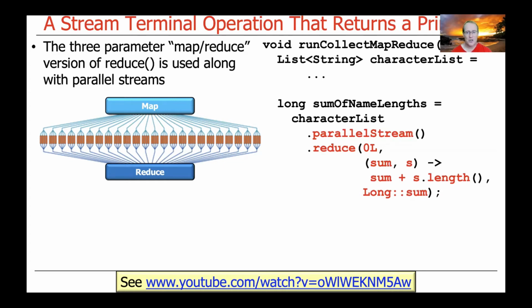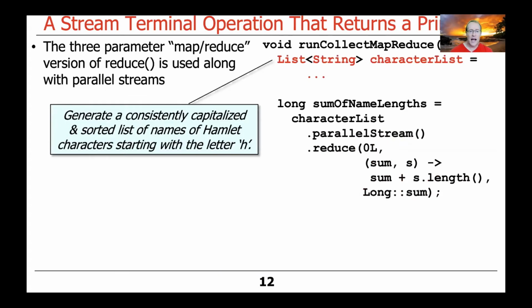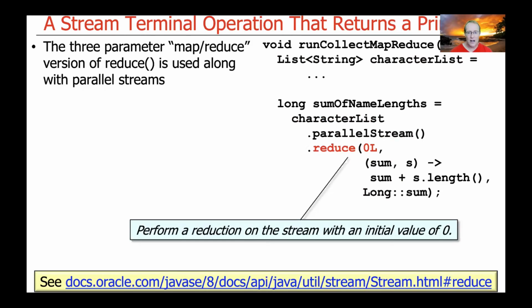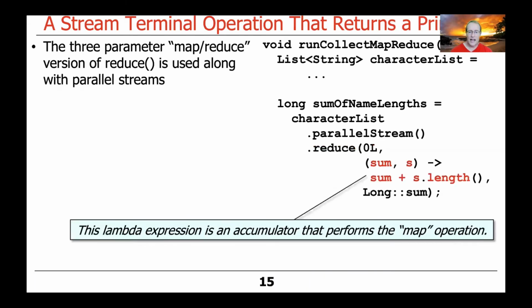And if that was your choice, what we would do here is convert this into a parallel stream and then take all the elements in parallel and reduce them in parallel. So the way this is going to work is we're going to start out with an initial value of 0 as we had before, and then in each of the threads in the fork-join pool, we're going to go ahead and perform the map operation.